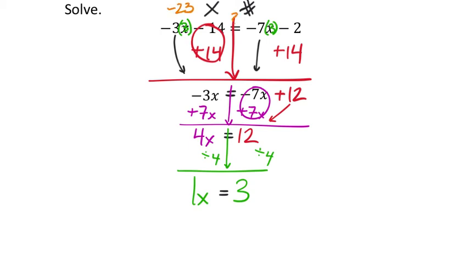So I am checking for truthfulness. On the right side, I've got negative 7 times 3 minus 2. Enter. And on the right side, I also get negative 23. Negative 23 does equal negative 23. This is a true statement, which means I now know that I have, in fact, found the solution.